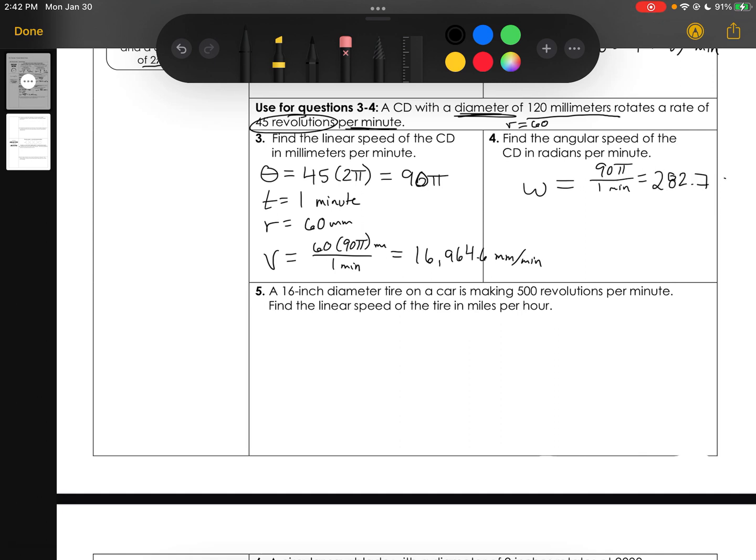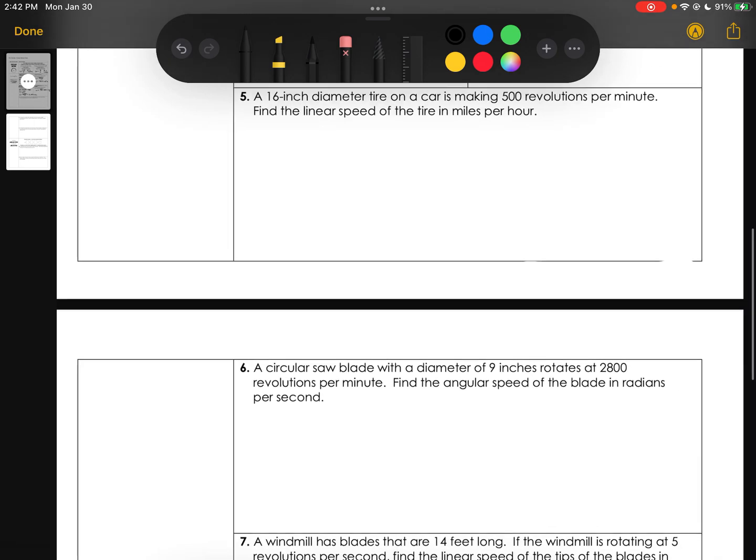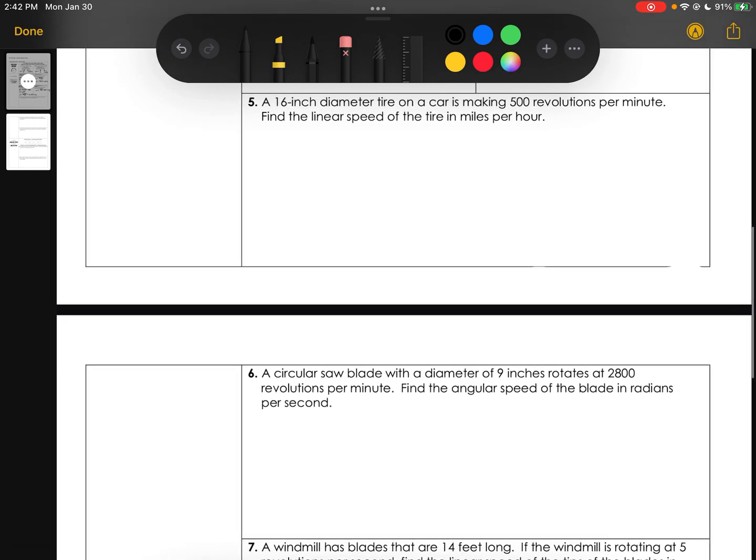90 times pi divided by 1 gets us an answer of 282.7. Unit on top is radians, unit on the bottom is minutes. So those are the straightforward examples that we'll see where it's more or less just plug in, use the formula, and we're good to go from there.